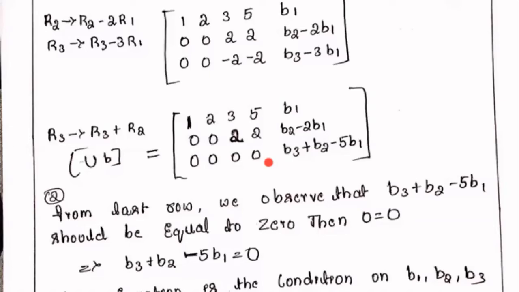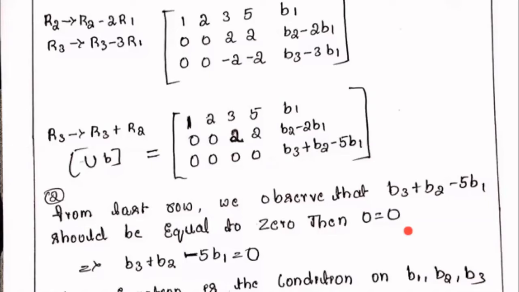In mathematics, if the left hand side is 0, the right hand side should be 0. So that's why you have to consider b3 plus b2 minus 5b1 is equal to 0, in order to have this condition 0, 0, 0 is equal to 0.